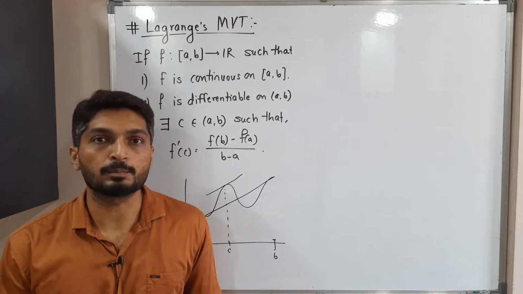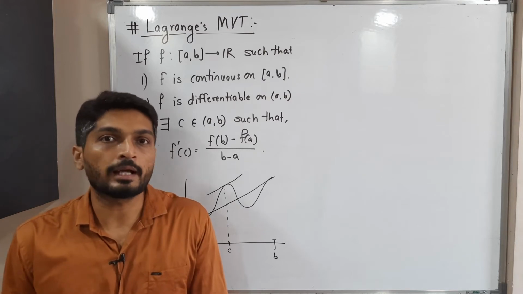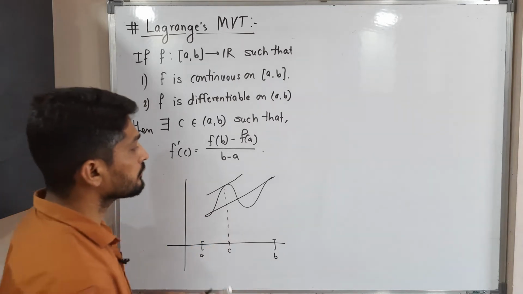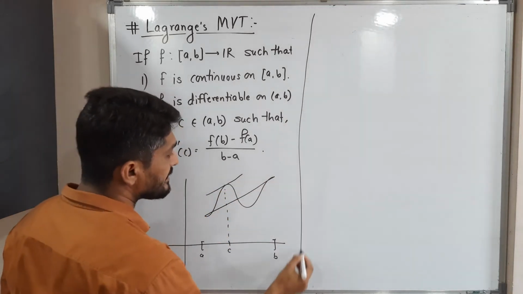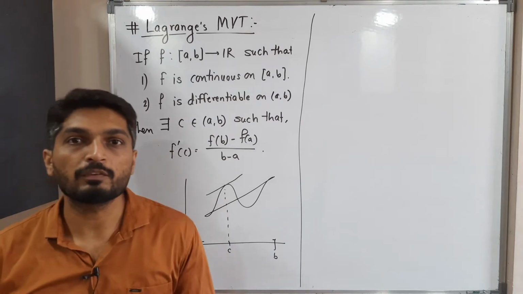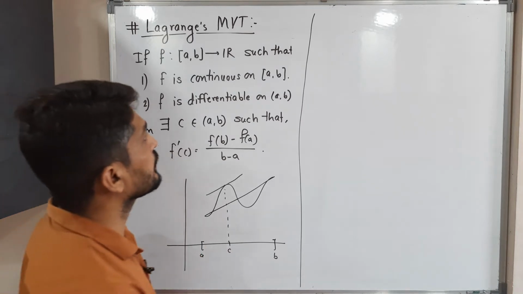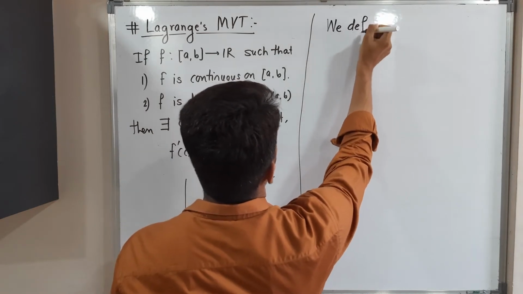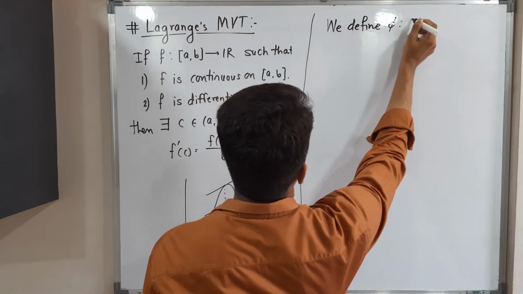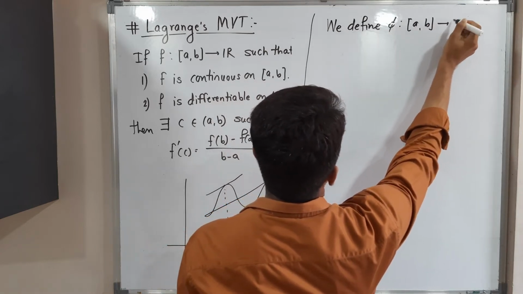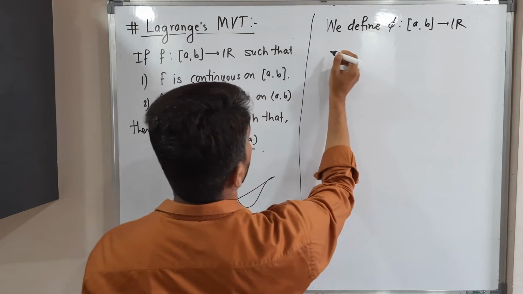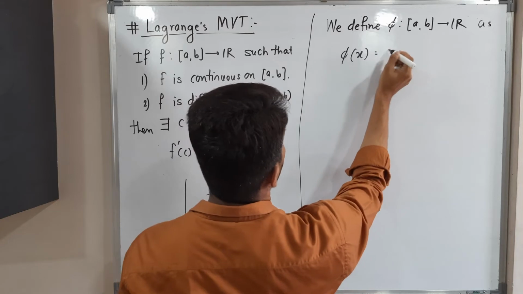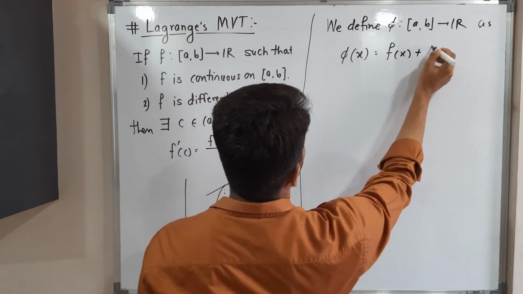So now let us discuss its proof. As I told you earlier, with the help of Rolle's mean value theorem, we are going to discuss its proof. So the proof is a little bit constructive. That means we should define one function. I'm defining a function phi from the closed interval AB to R, as phi of x is equal to f of x plus ax.